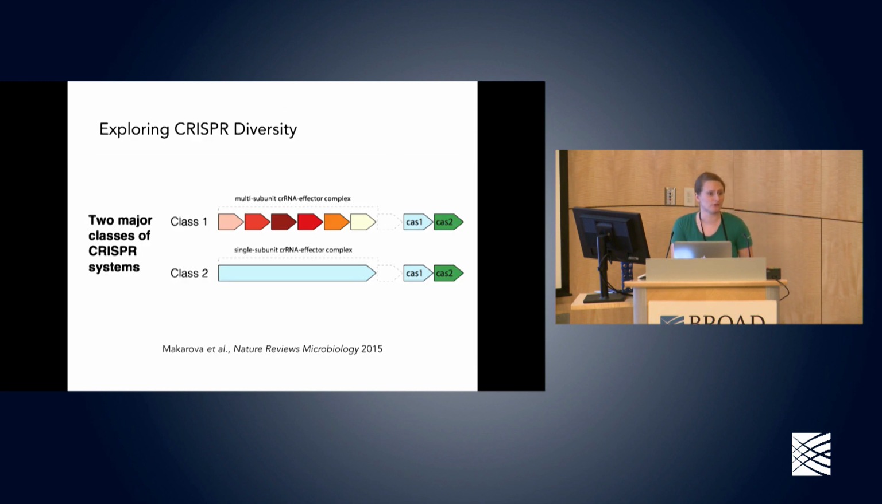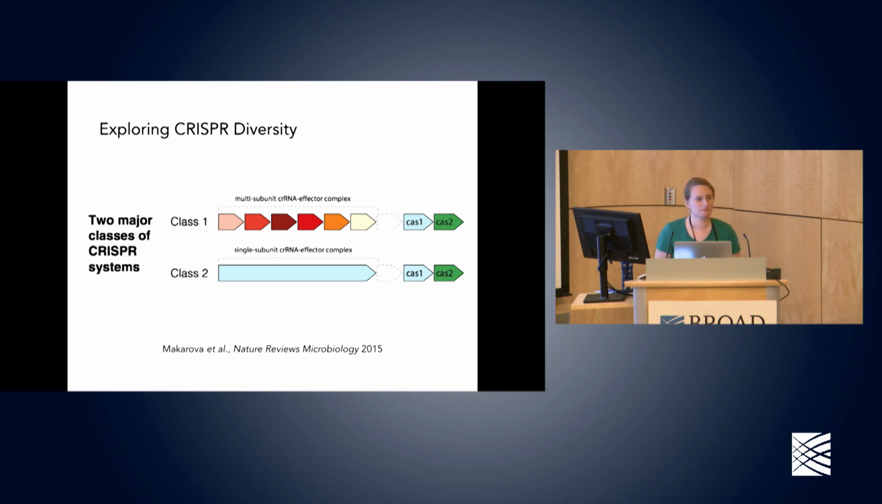CRISPR systems are actually quite diverse, and they come in many different flavors. It's not just a single CRISPR-Cas system that occurs in different bacterial genomes. And there's quite a lot of nomenclature studies that have been done on them. They're most broadly characterized into two major classes, class 1 and class 2. The main difference between class 1 and class 2 is that class 1 requires multiple proteins to come together to form a complex to mediate interference, whereas class 2 relies on a single large effector protein to mediate interference.